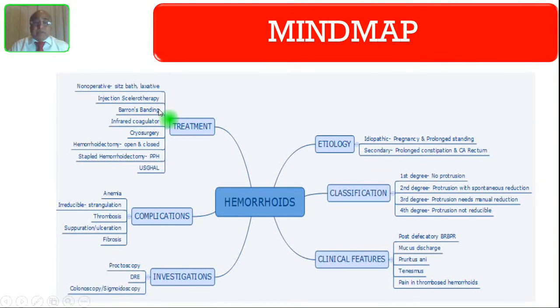This should be done only for internal hemorrhoids. You can also try infrared coagulator and cryosurgery. Both are not in vogue at present. Or, if it is a third and fourth degree hemorrhoid, you can do hemorrhoidectomy, either open or closed method. The closed method is Ferguson's method. The open method is called Milligan and Morgan's method. Or nowadays we are doing stapled hemorrhoidectomy or procedure for prolapsed hemorrhoids, and another one is ultrasound guided hemorrhoidal artery ligation. These are the different treatment modalities available for hemorrhoids nowadays.